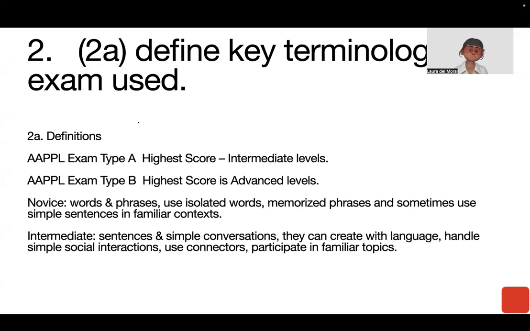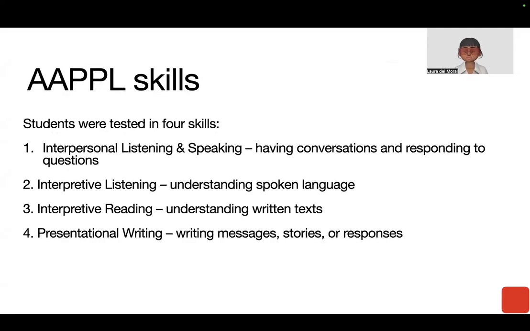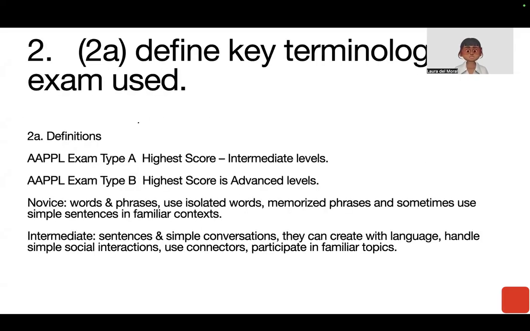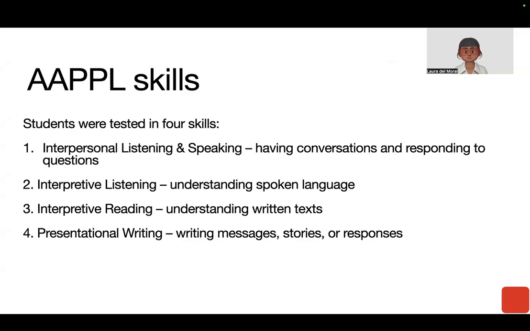They start creating language at these levels. They could handle simple social interactions. They could use sentences. They could use connectors: I am feeling sad because, and so on. And they could participate with a native speaker in familiar, predictable topics. Like they could talk about family, go to a restaurant and be able to order, go to the store and be able to ask for what they need. So intermediate is a little more interesting, but yes, it takes a number of years to achieve.